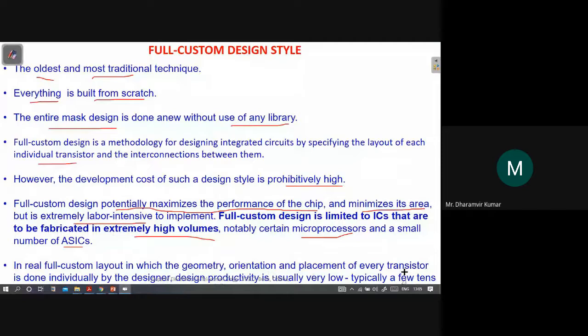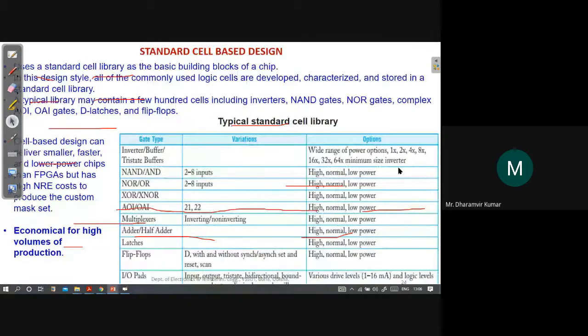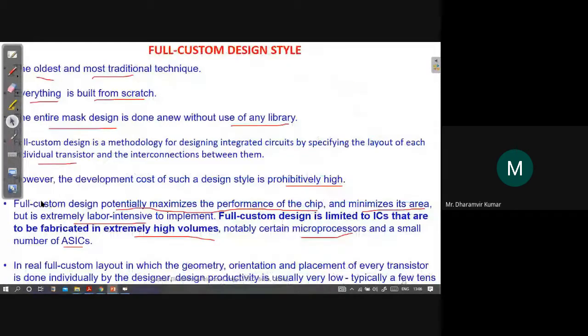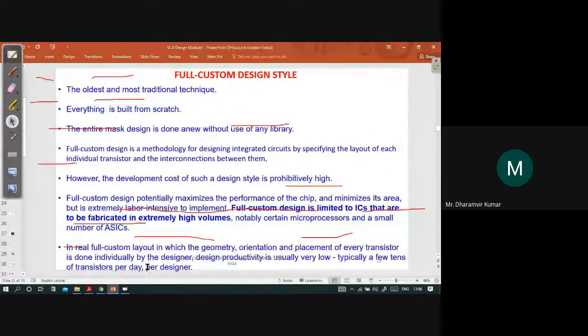Implementation and placement of every transistor is done individually by the designer, so the design productivity is usually very low. Typically a few tens of transistors per day per designer. So it's a very low productivity process where one designer may produce a few tens of transistors in a single day.